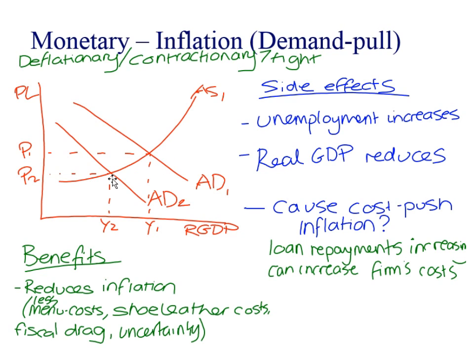So we've got AD shifting inwards, but in reality we're probably just trying to slow that growth of AD there. So obviously you reduce inflation, all those negative things associated with inflation, such as menu costs, shoe leather costs, fiscal drag, uncertainty, loss of international competitiveness, all those types of things. But your side effects of doing that are that if you do it too much, obviously unemployment rises and real GDP reduces.